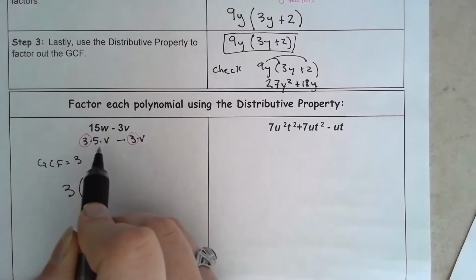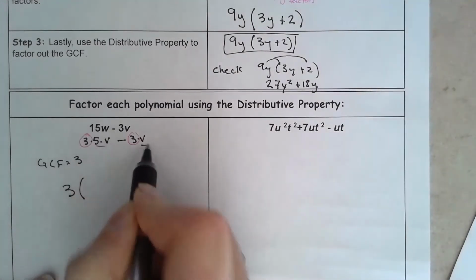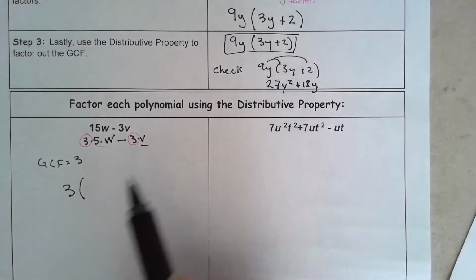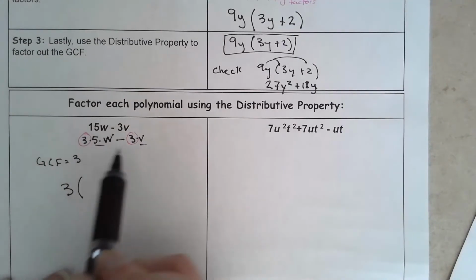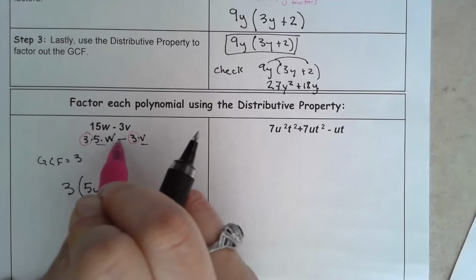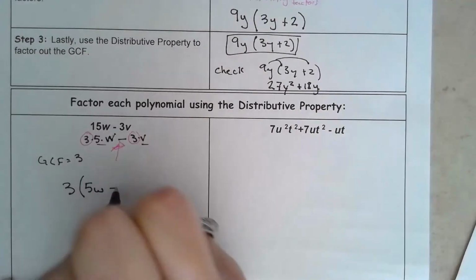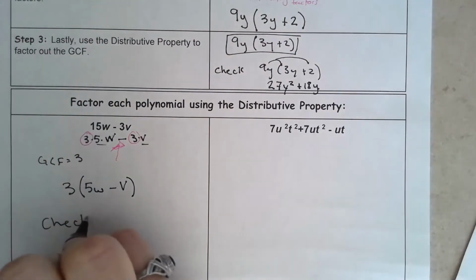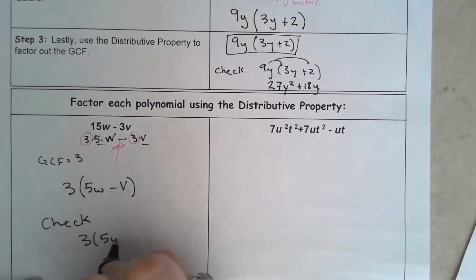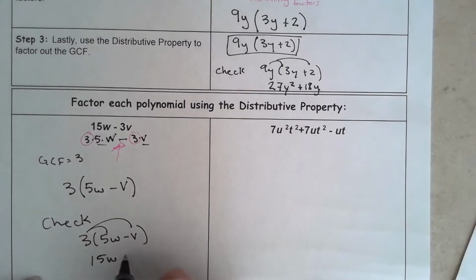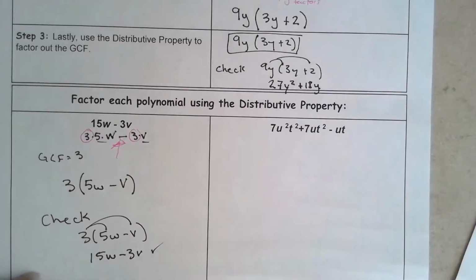And what do we have left? What are our remaining factors? That's a w. That could have been awkward because then we could have taken out a v, but that's a w. So I have a 5w. Okay, again, this minus remains, minus, and v is all we have left. Okay, if you do a quick check, 3 times 5w minus v, 3 times 5w is 15w, 3 times negative v is negative 3v. It works.